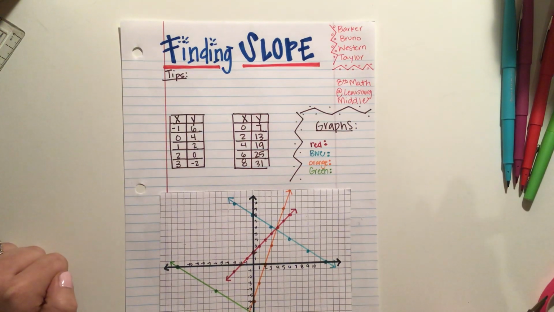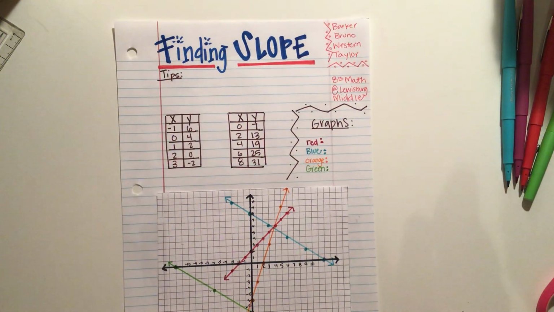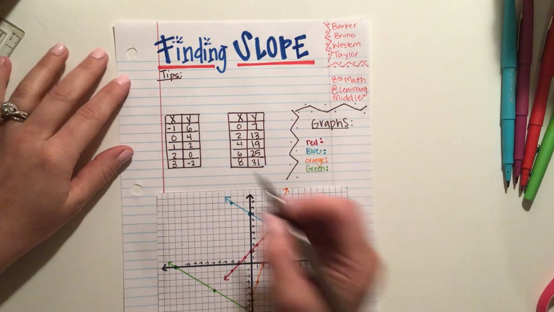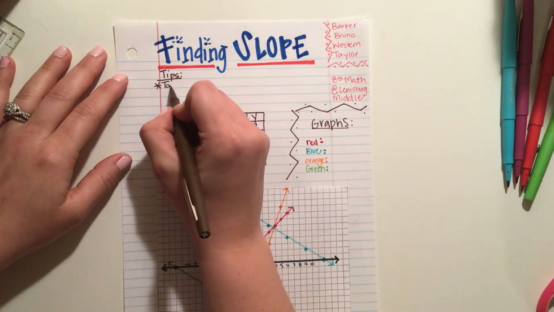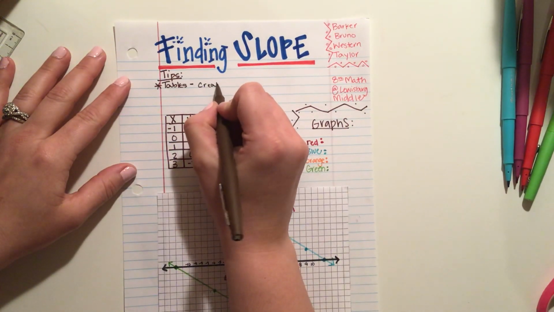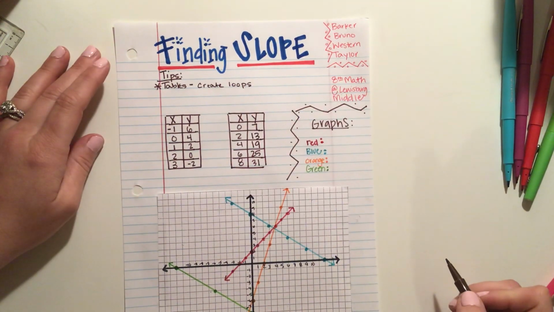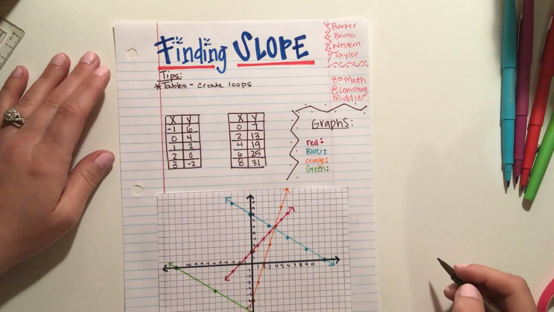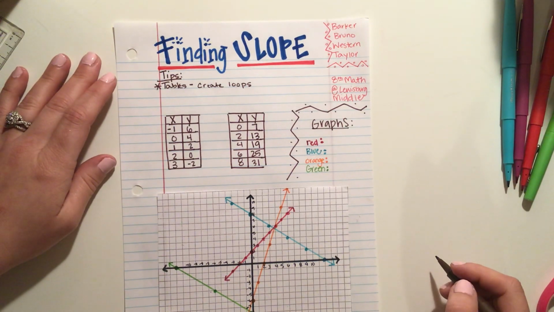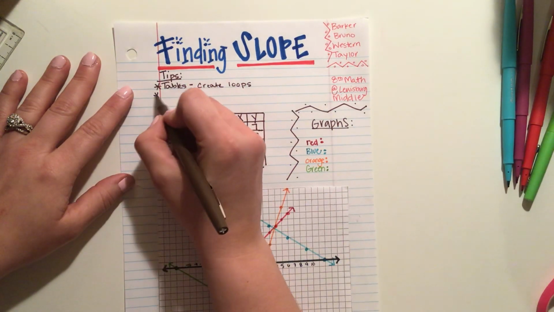Tips for finding slope on tables. Anytime you're looking at a table and they want you to find the slope or find the equation of the table, you're still going to have to find the slope before you find your equation. A tip for tables: I always tell my students, create loops. If you create little loops between your y values and your x values, you're going to be able to find your slope. So, we need to make sure that we remember what slope is.